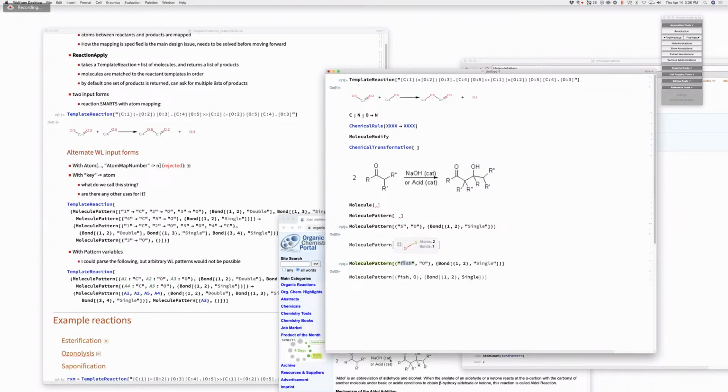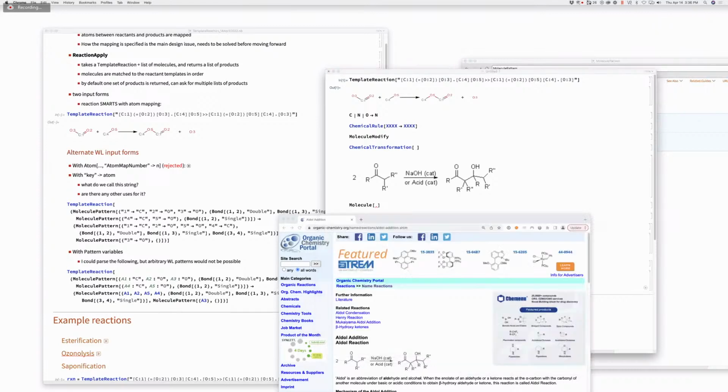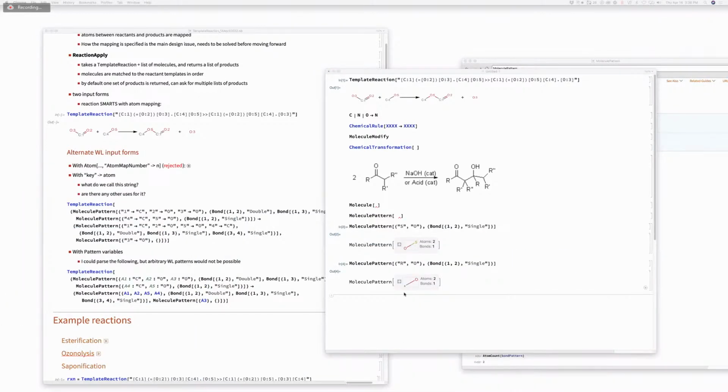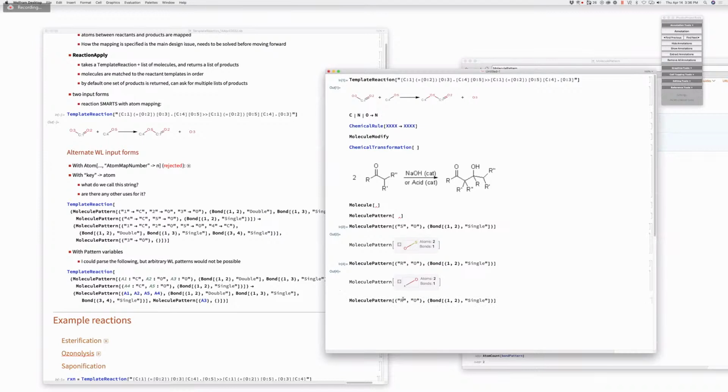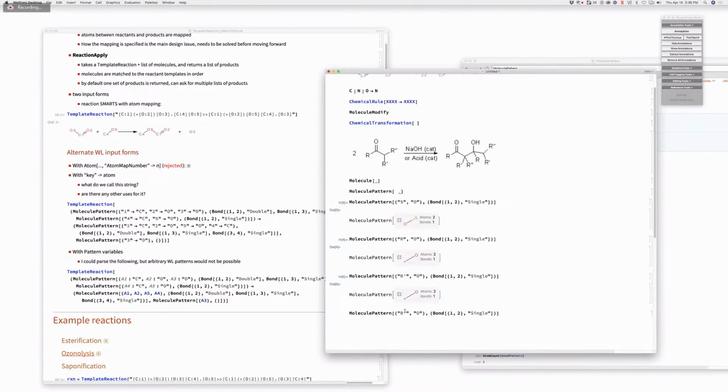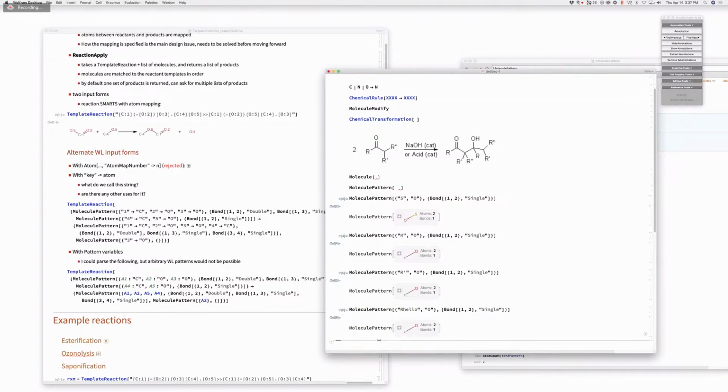Okay, what happens if I put an R there instead? Oh my gosh. Yeah, R is a special thing. So R is a special tag for molecule pattern. What about if I put an R prime here, like they did in that example? Wow. If I say R, hello. Oh, wow. What the heck is it doing here? Can somebody explain?